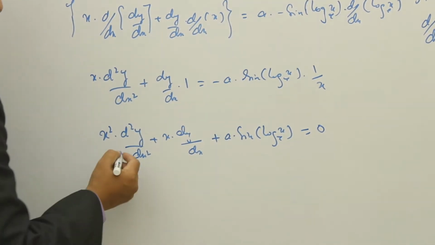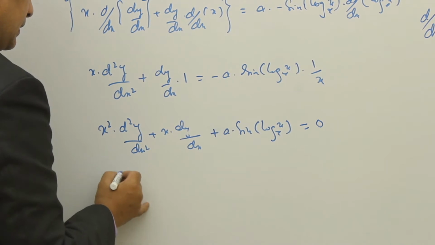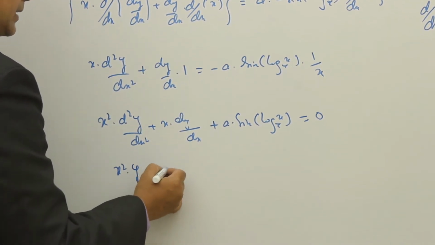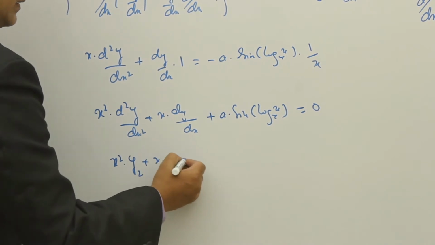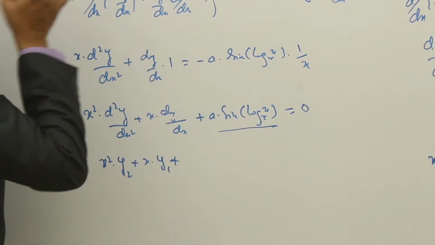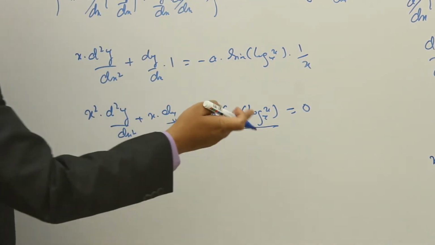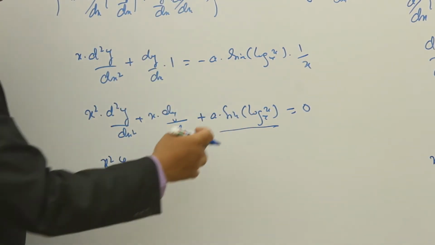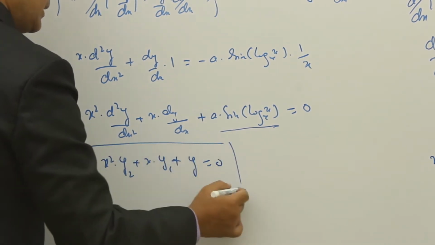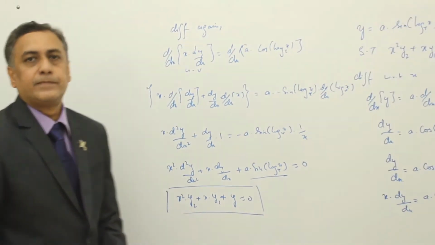But we know that x squared d squared y by dx squared is nothing but y2, plus x into dy by dx is nothing but y1, plus, this is the given equation, the whole thing, because they have given y equal to a into sine of log x to the base e. So therefore this becomes y equal to 0. So this is the desired equation. Ends proof.